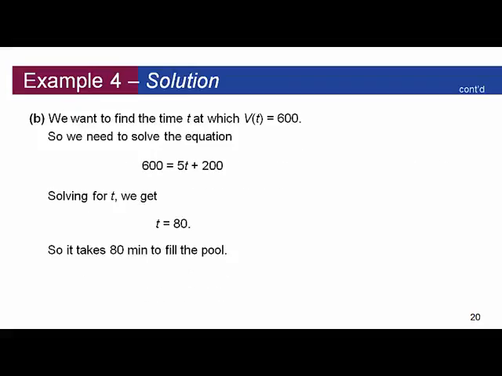We can use that function to figure out how long it's going to take to fill the pool, because remember the pool has a capacity of 600 gallons. So all we have to do is plug in 600 for volume, right, for the V part. Solve for t. You subtract the 200, gives you 400. 400 divided by 5 is 80. It's going to take you 80 minutes to fill your pool, right? So that's just a simple example of how we can use a linear function to model something in the real world. And that's everything we need to know.